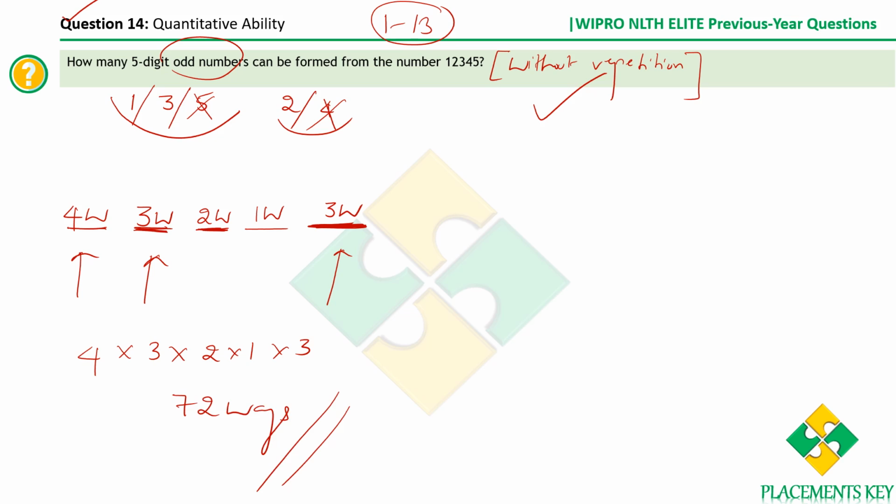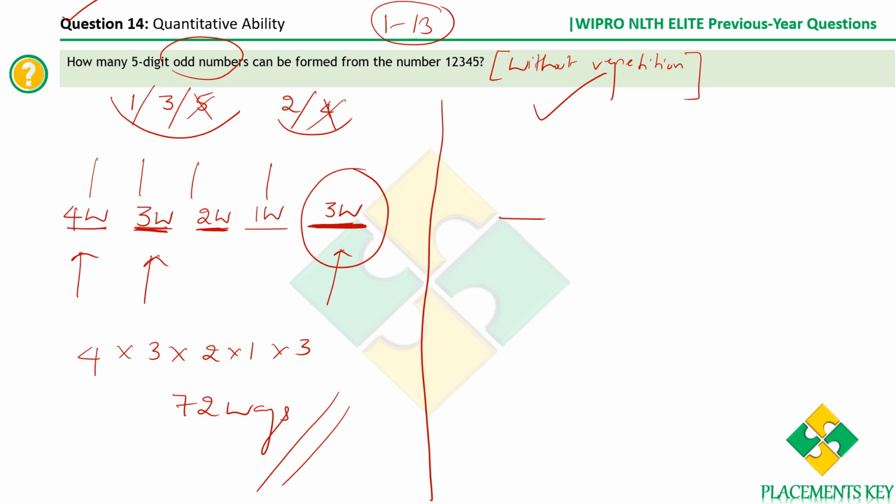So what did we do? Very simple. We filled this position with an odd number, which can be done in 3 ways. Now out of 5 digits, 1 is filled here. Therefore, the remaining 4 blanks can be filled in 4 into 3 into 2 into 1 ways because repetition is not allowed. Now for your understanding, let me also explain this question if repetition of digits is allowed.